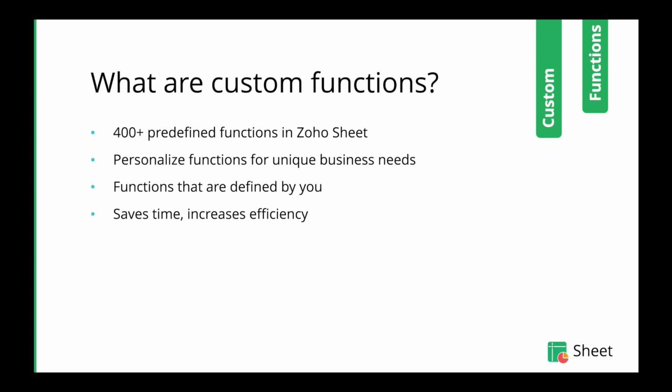So coming to the session's topic, what are custom functions? Zoho Sheet already provides you with more than 400 predefined functions by default, but we do realize that our users might have some business needs that are unique and may need some personalized functions they can create, save, and reuse frequently across your spreadsheets. That's why we came up with custom functions. Custom functions in Zoho Sheet is powered by Deluge. Deluge is a language created by Zoho, and we call it the programming language for non-programmers because the drag and drop interface of Deluge is that easy and simple to create and use.